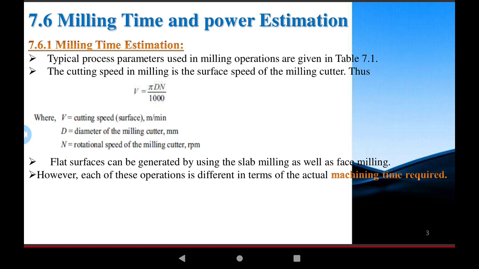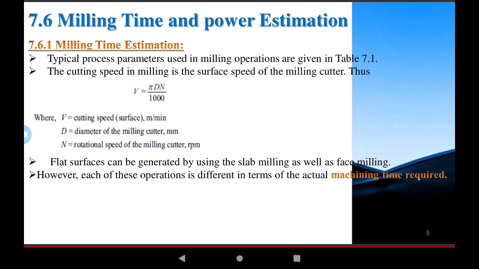And second, this formula is also used for the side and slab milling as well as the face milling operation. Using the formula, I find the value of the velocity, the speed of the cutter, where D is the diameter of the milling cutter in mm, and N is the rotational speed of the milling cutter in rpm.